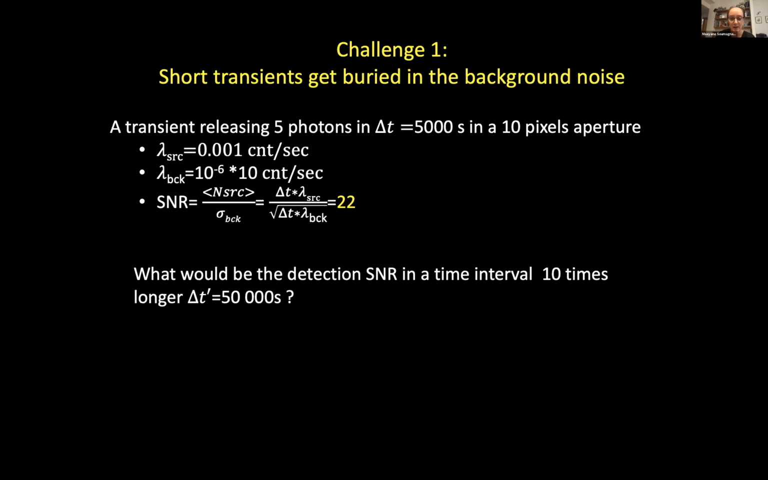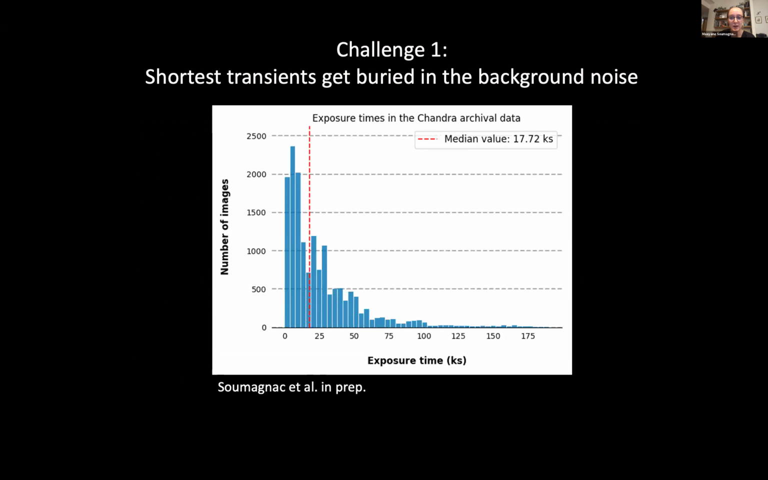Now short transients like shock breakouts are shorter than an hour, but if you look at this histogram of the exposure times in the Chandra archive, you see that most exposures are much longer than this time scale. And the longer the exposure is, the higher the contribution from the background noise. And so these short events can easily get hidden or buried in the background noise.